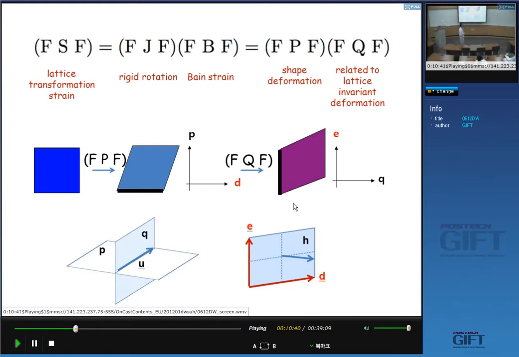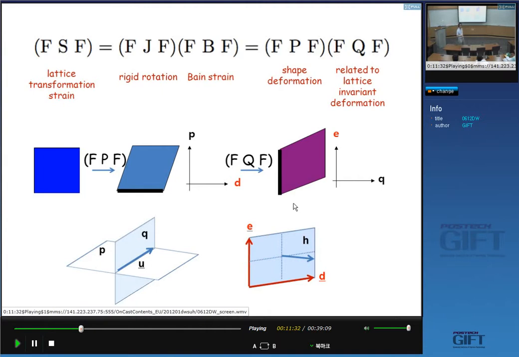Because what we can observe during the experiment is the habit plane. So actually, at first, we do not know what kind of slip system will operate to give the proper shape, which we observe during the experiment. So to compare the phenomenological theory and experiment, the key link is shape deformation.